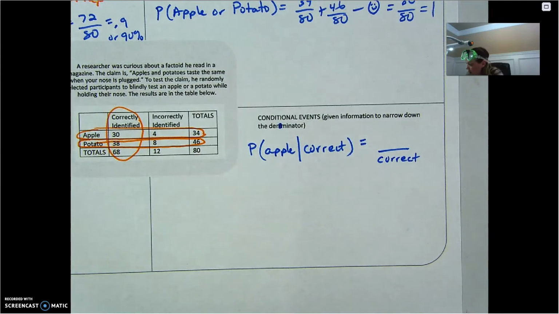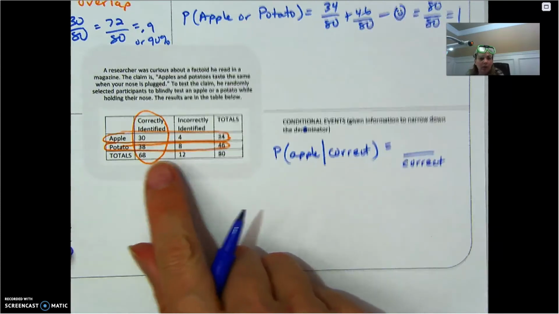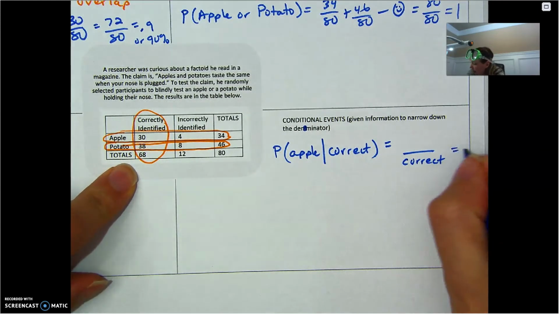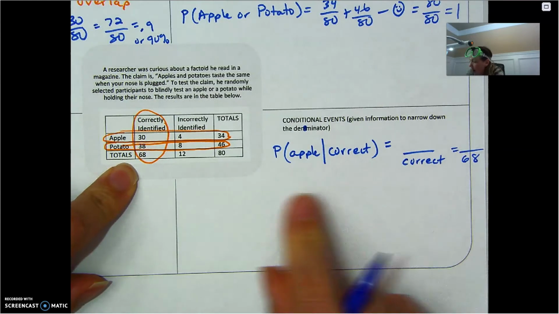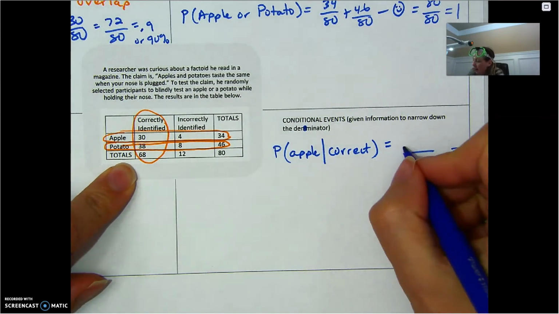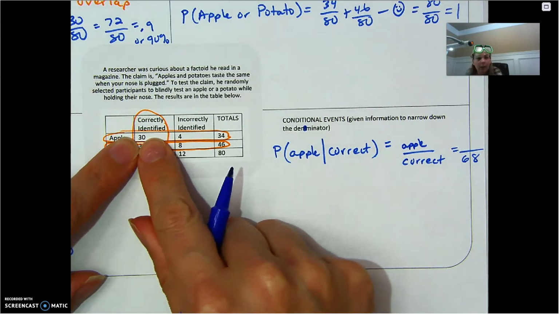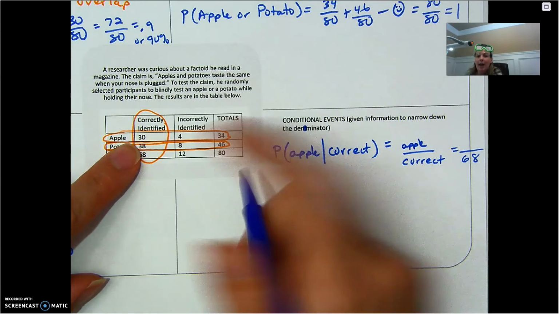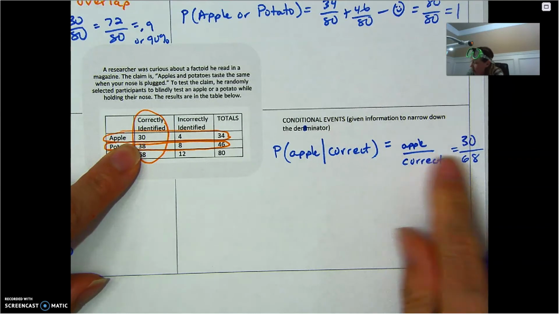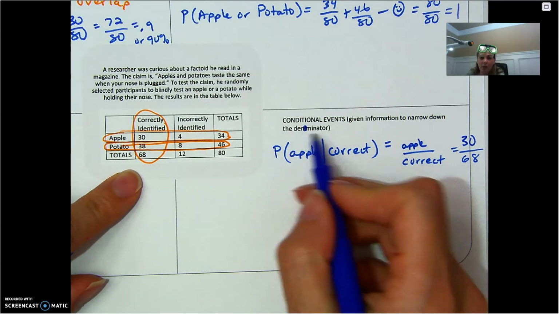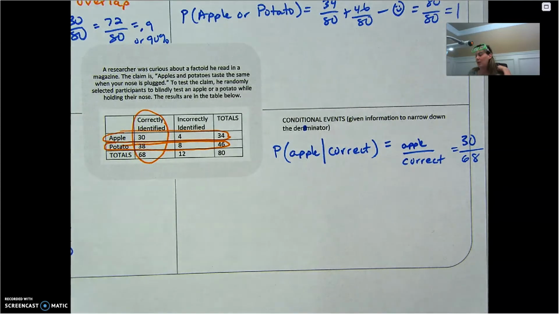All right, so how many people were correct? We had 68 people that were correct. So this is going to be 68. So out of those 68 people that were correct, how many were eating an apple? Let's see, 30. 30 people were eating an apple. So our answer is 30 out of 68. So your denominator changes with given, right, when they want you to narrow it down.